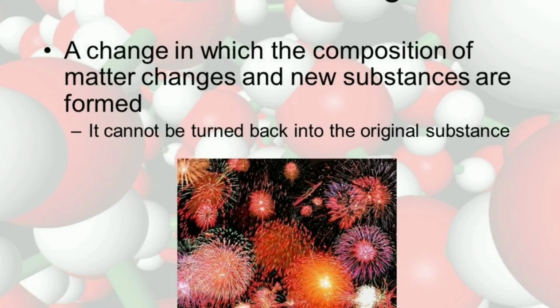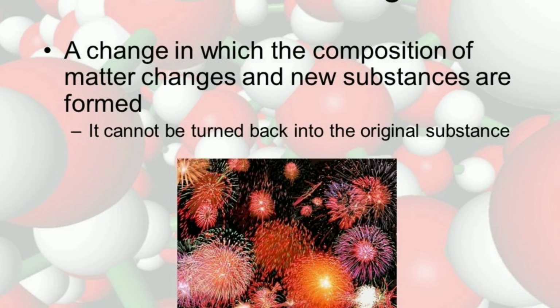That means here the composition will change, that means the content present in the matter will change, as well as new substances will form, and it cannot be turned back into the original substance. So for example, if you take crackers and burn them, they will brighten. After that, from those brightening sparks, we cannot get the original crackers back. So once it is done, we cannot get it back. These types of changes are called chemical changes.